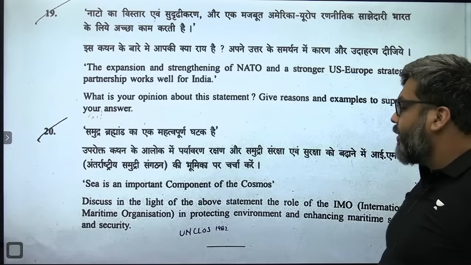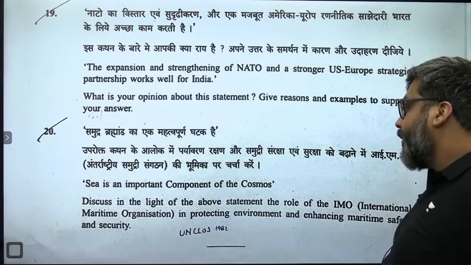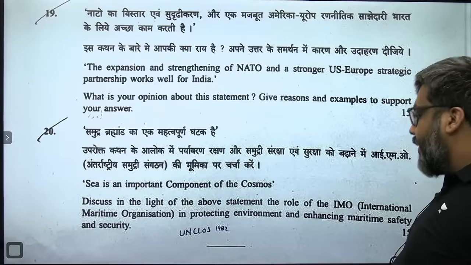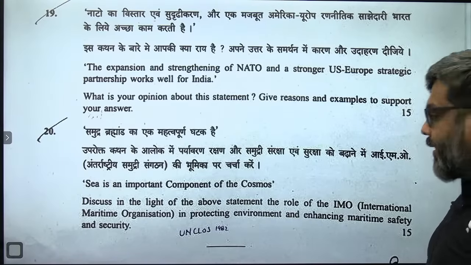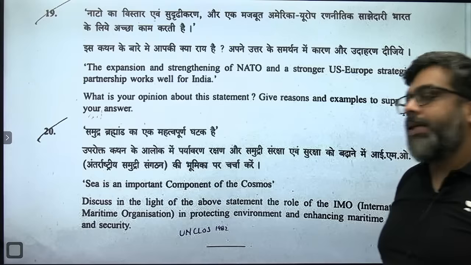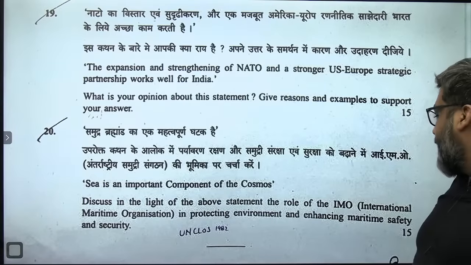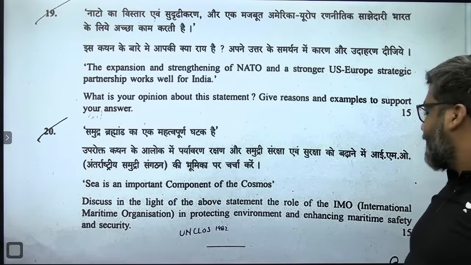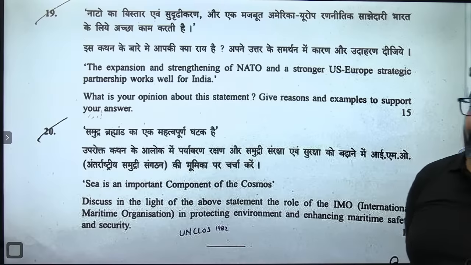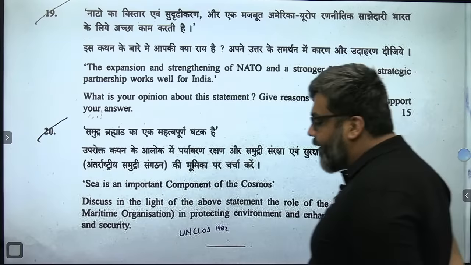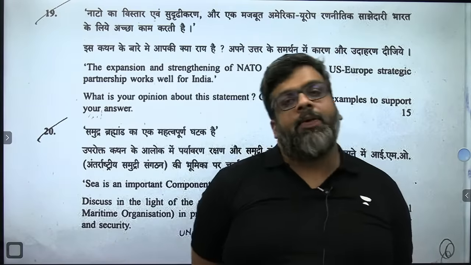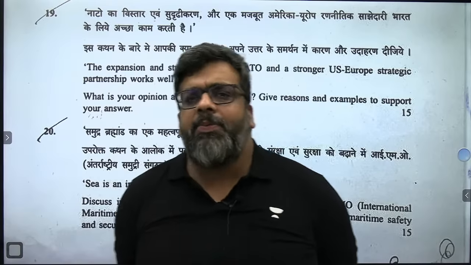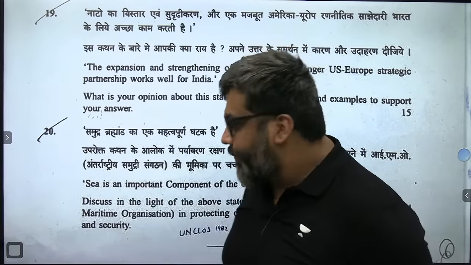Sea is an important component of the cosmos. Discuss in light of the above statement the role of the IMO, the International Maritime Organization, in protecting the environment and enhancing maritime safety and security. Now this is in context of recent environmental laws or treaties that have been finalized, but the IMO is an organization that why would we generally prepare? I would call this certainly a tough question, right?